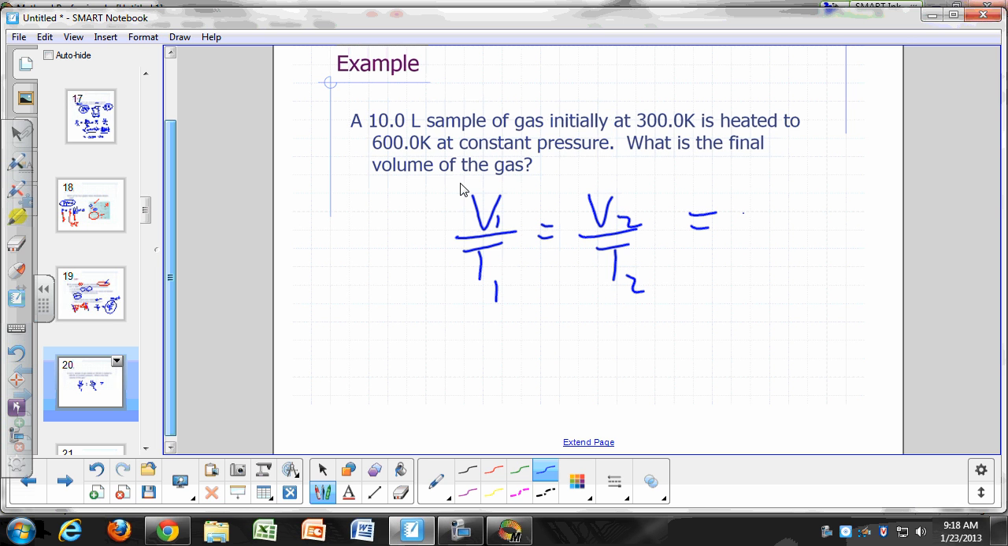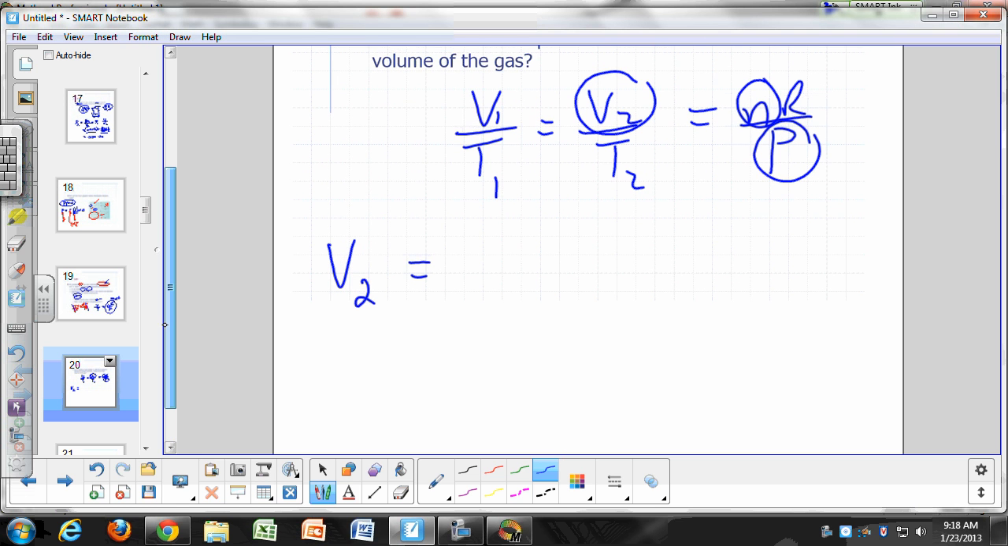Because both of these are going to be equal to nR over P, right? And pressure is constant, fixed amount of gas. Nothing here to indicate that we're dealing with a change in the amount of gas. So V1 over T1 equals V2 over T2. How do I solve for the final volume of the gas? The final volume is V2. V2 equals V1 times T2 over T1.